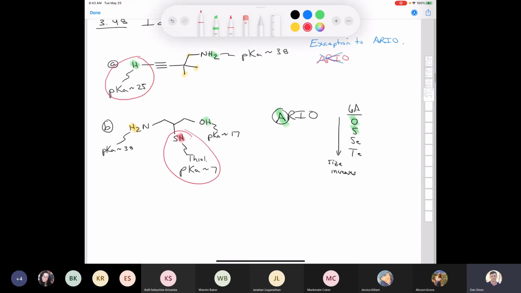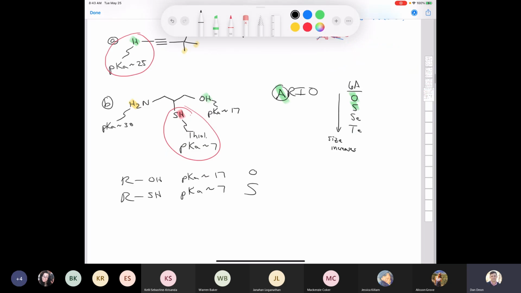So maybe you could put that in your toolbox, right? An alcohol has a pKa of around 17-ish, something like that. And a thiol is quite a bit more acidic. It's around 7, and that's based on the size, right? Oxygen versus sulfur. Sulfur is a much bigger atom. Okay, there we go. Let's move on to the next one.